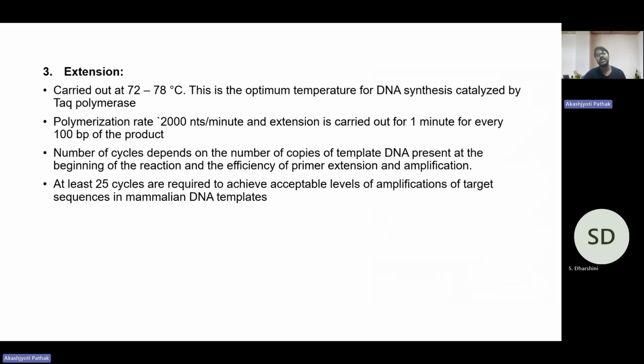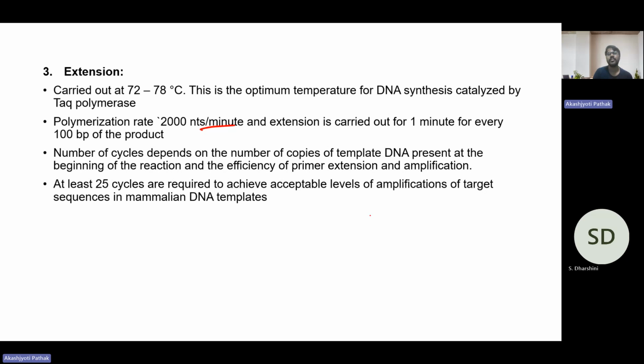Then in the extension, what happens? It is carried out at 70 to 78 degrees Celsius. Now, the time of extension has to be optimized depending on what type of polymerase enzyme you are using, whether you are using a Taq polymerase or a fusion polymerase. Different polymerases have different polymerization rates. Taq polymerase has a polymerization rate of 2000 nucleotides per minute, and extension is carried out for 1 minute for every 100 base pair of the product.